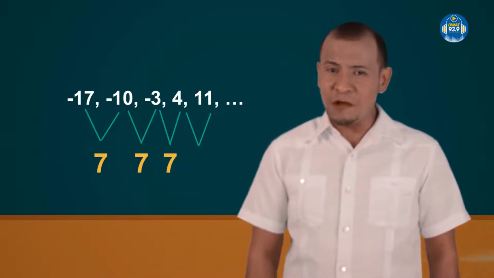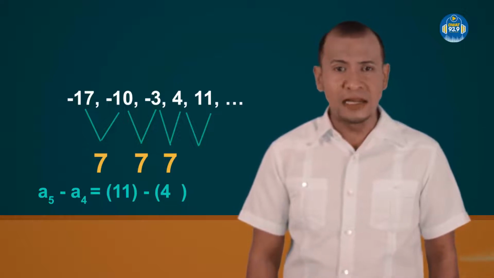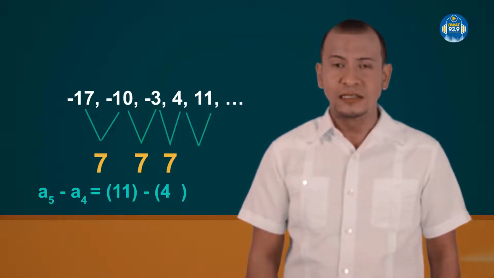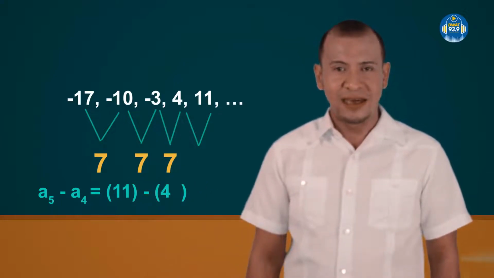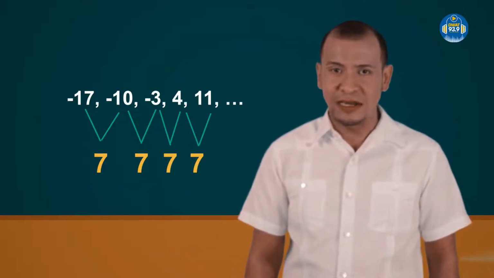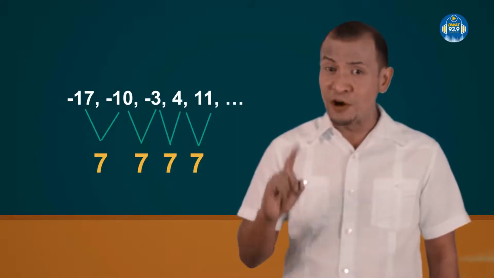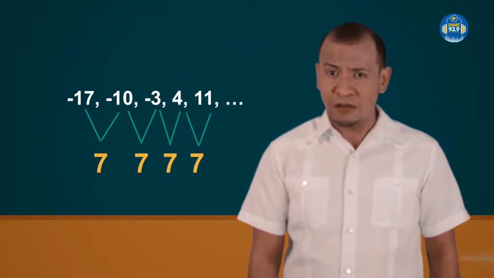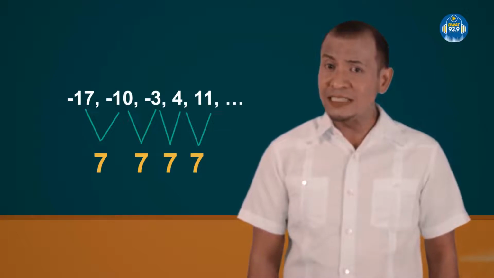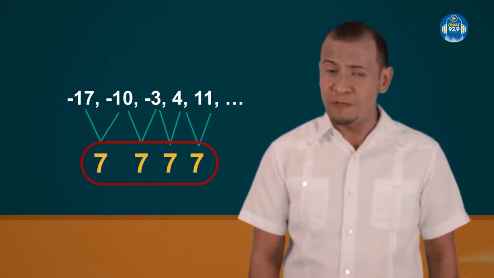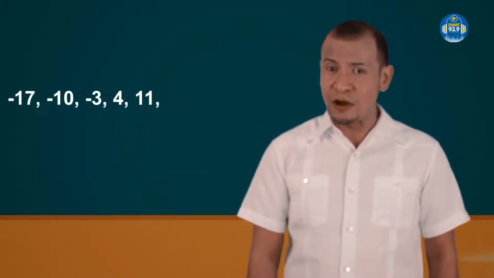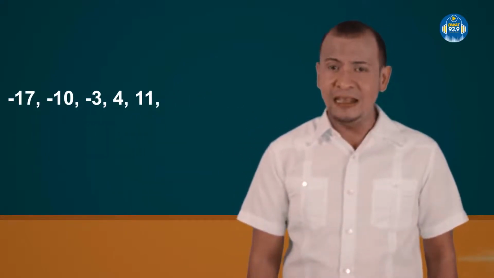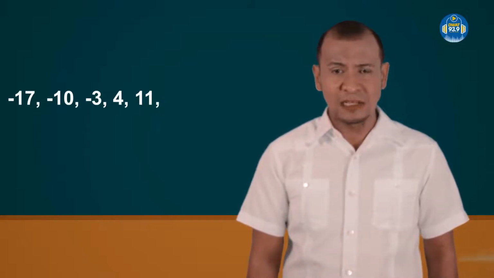Last, difference of a sub 5 minus a sub 4. So we have 11 minus 4. And again, the answer is 7. Therefore, the sequence is arithmetic. Why? Because the sequence has a common difference of 7. The next three terms, therefore, can now be obtained by adding D, which is 7, to the preceding term.